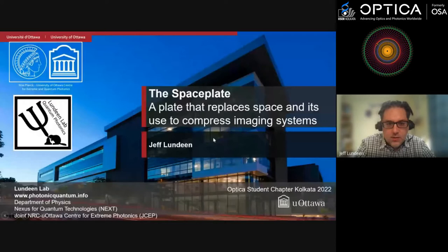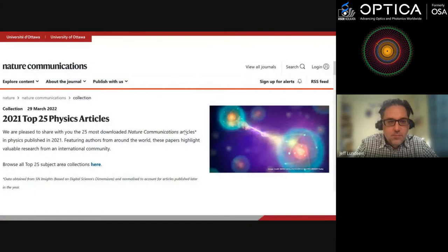Okay, can people see that? Yes. Okay. So today I'm going to tell you about this invention called the spaceplate. It's a plate that replaces space, and I'm going to tell you how it can be used to compress imaging systems. Not all of that is going to be very clear at the moment, so I'm going to introduce the concept first. And just to pique your interest, this was collected in one of the top 25 physics articles in Nature Communications this past year.